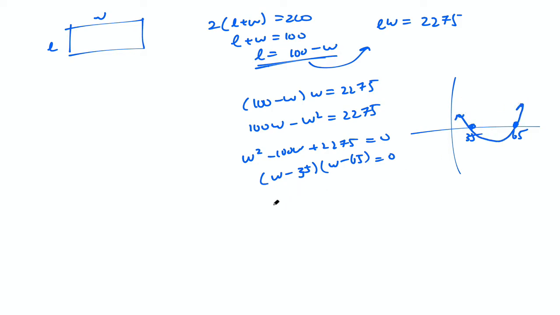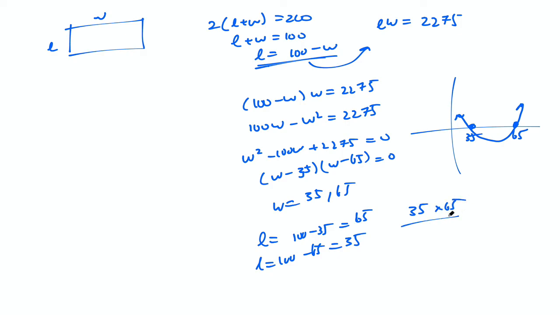What this means is that the width, in order for this equation to be 0, has to be 35 or 65. So the length, if the width is 35, is going to be 100 minus 35, and that's just going to be 65. But notice that if I plug in the other one, it's 100 minus 65, which will give me 35. So really, they give the exact same answer. It has to be just a 35 by 65 rectangular field. It doesn't matter whether this is the width and this is the length or the other way around.